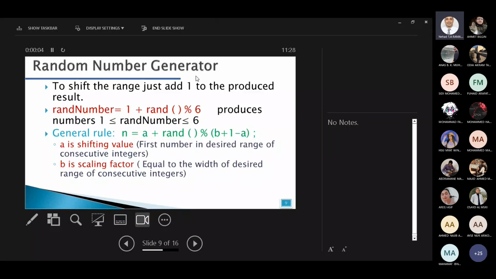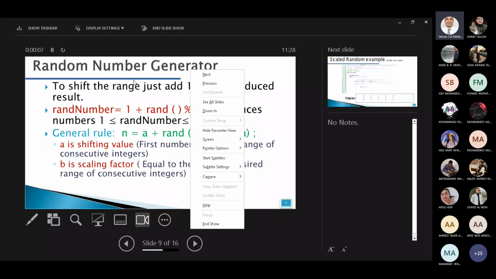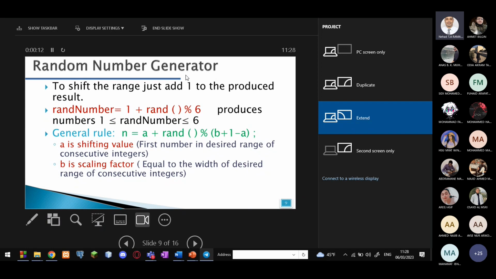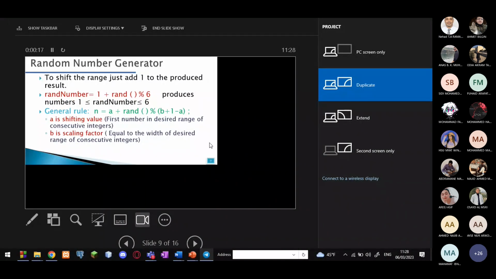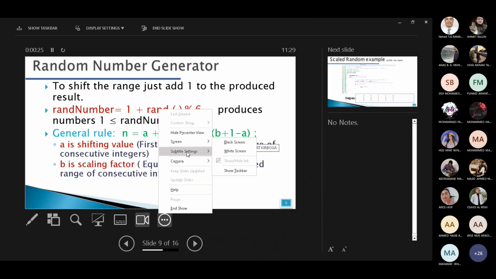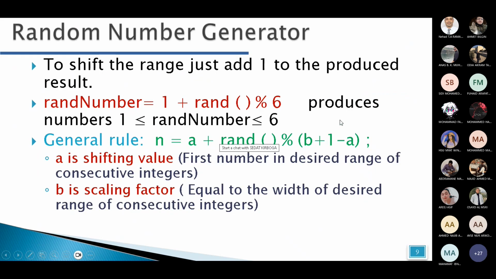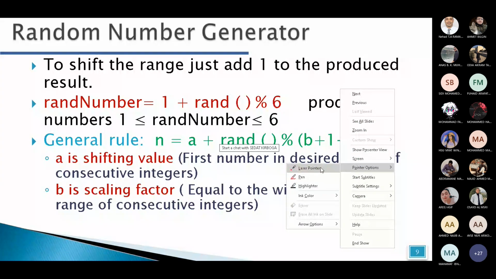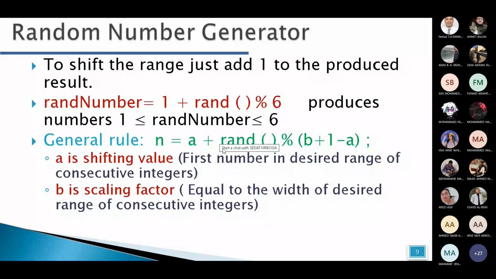Now it's correct. Now let's make it for any possibilities. Okay, let me just return to duplicate. Now it's more accurate. As you can see, we need from 0 to 1, this A, this B.